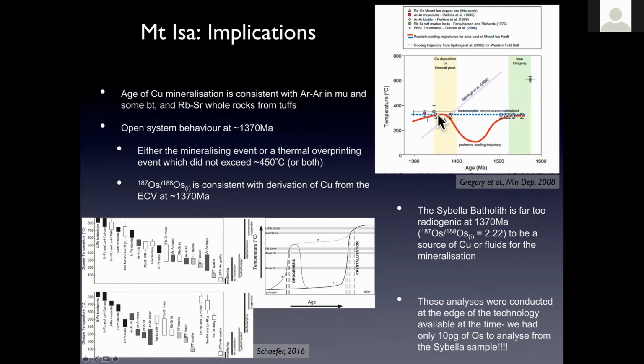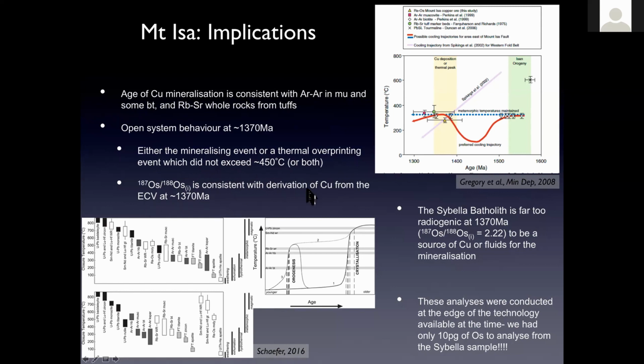So either the terrain maintained its heat, or it cooled and became hotter again. Clearly, we've got open system behavior in terms of osmium at 1370 million years. So either the mineralization took place then, or there was a thermal overprinting event which opened the mineralized system to osmium, or both. And I guess my prejudice or my preference would be that the mineralization actually took place then.